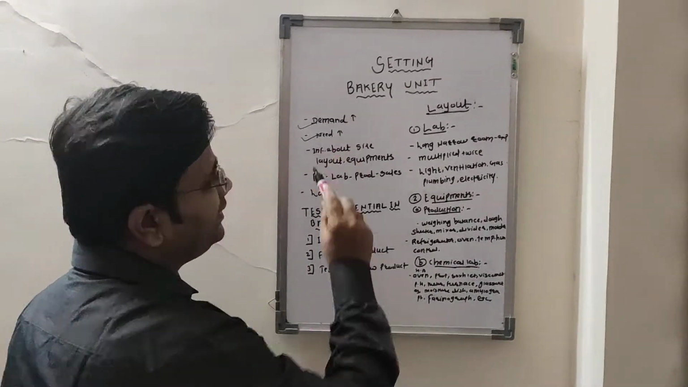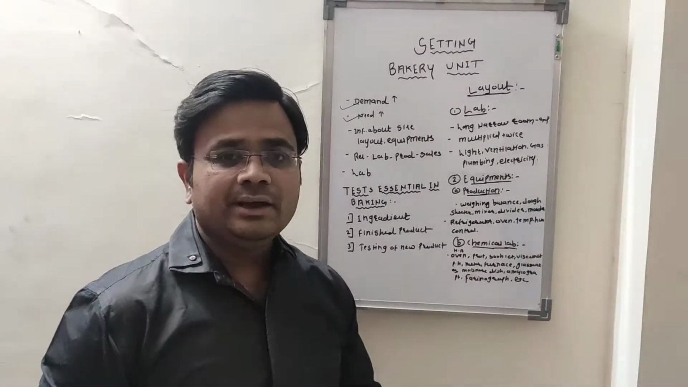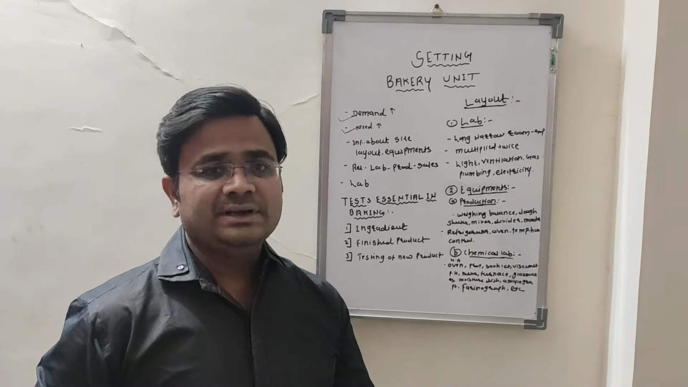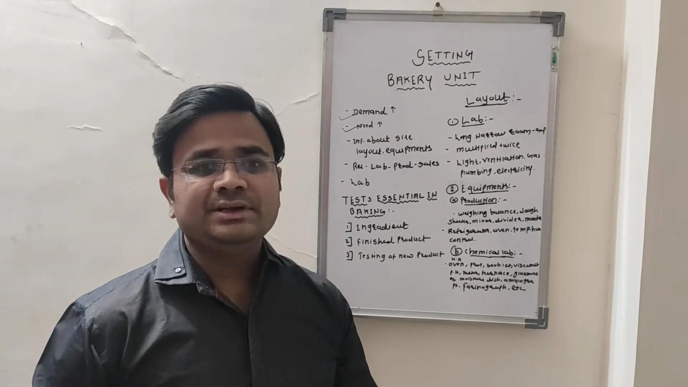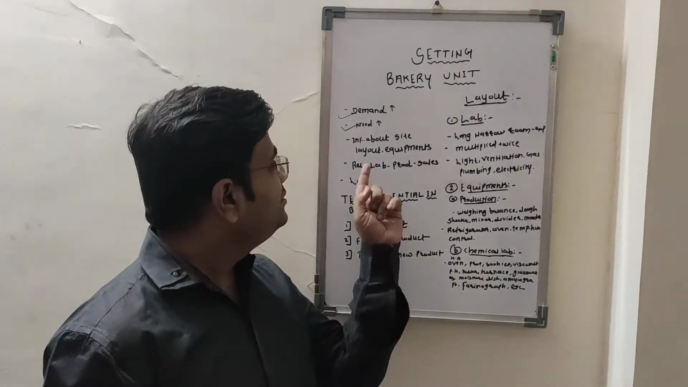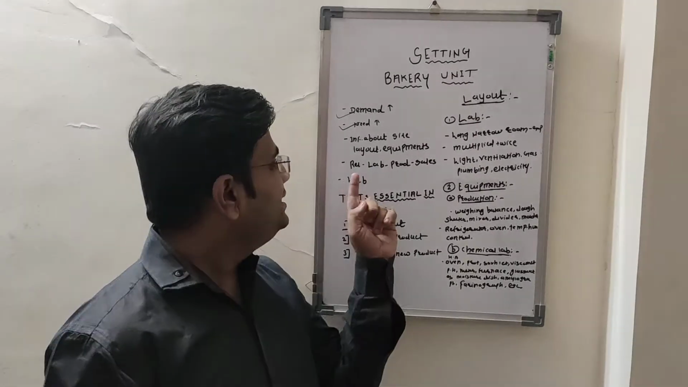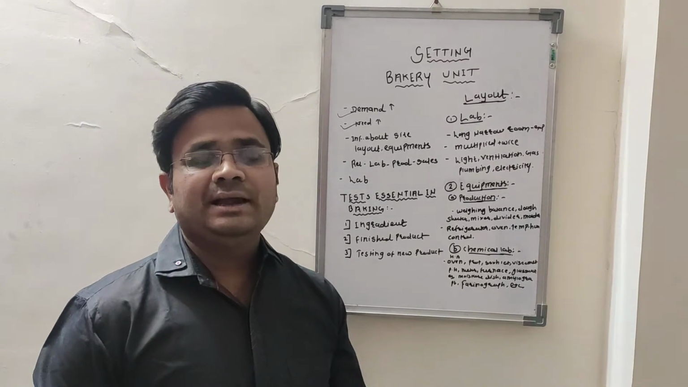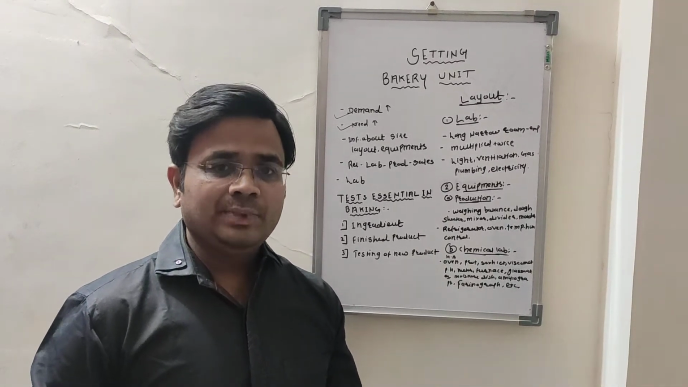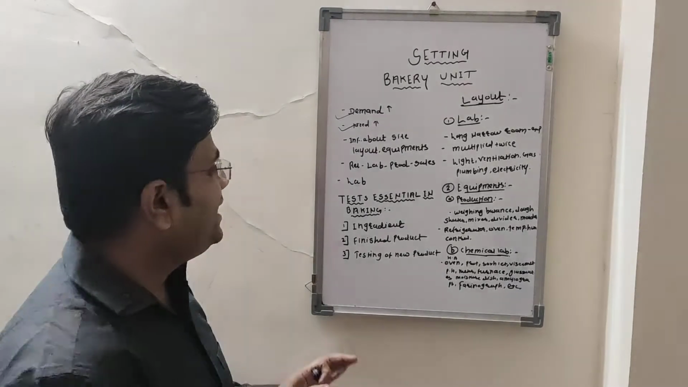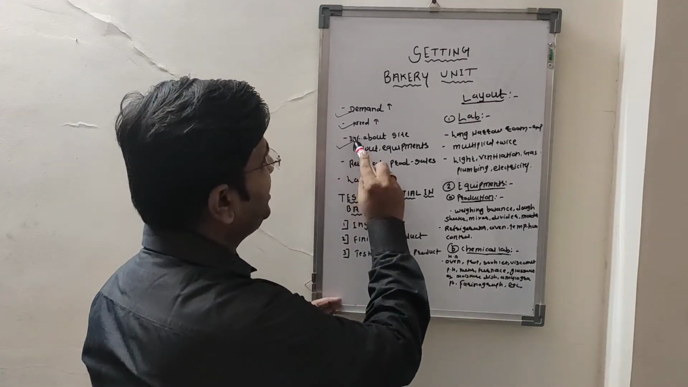But when you are going to set up the bakery unit, information is needed. So what type of information do you need to set up a bakery unit? First, you need the information about the size, layout, and what type of requirements are needed for setting up the bakery unit. These are the very basic things that you require.